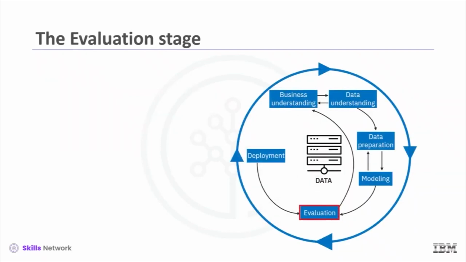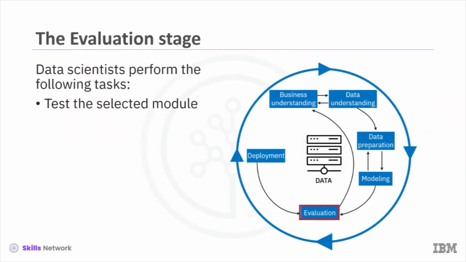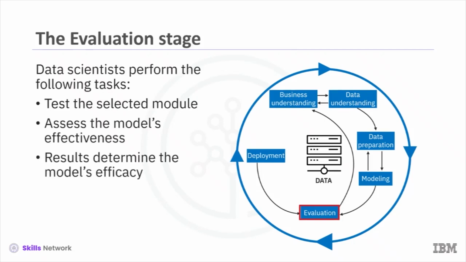During the evaluation stage, data scientists test the selected model. Data scientists usually prepare a pre-selected test to run the trained model. The test platform sees the data as new, and data scientists then assess the model's effectiveness. These testing results determine the model's efficacy and foreshadow the model's role in the next and final stage.